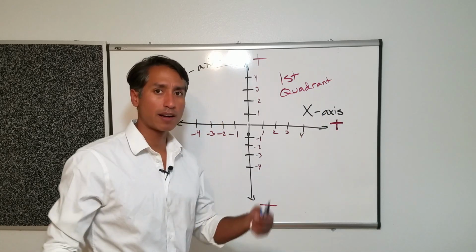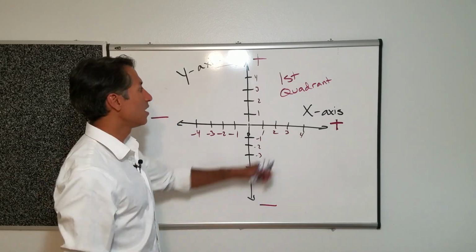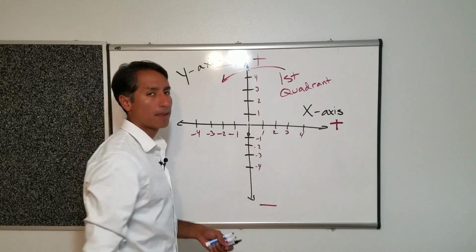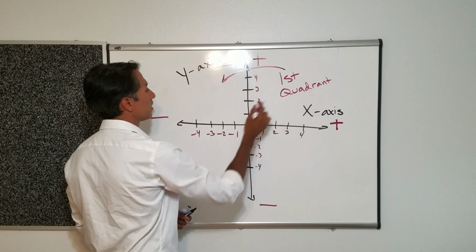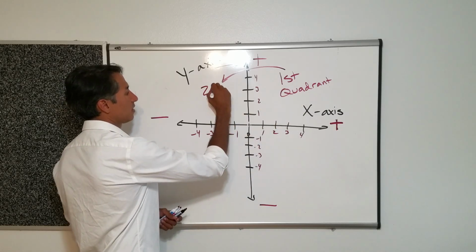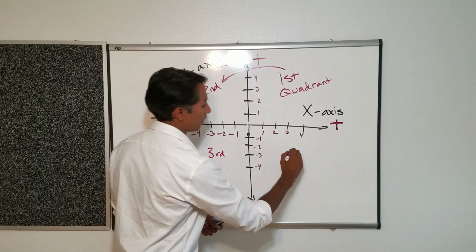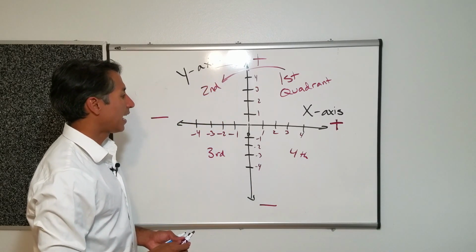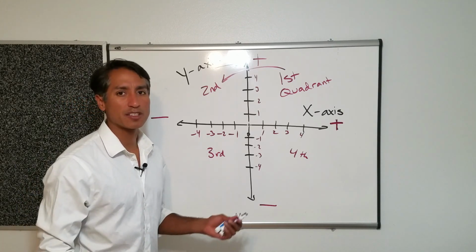Quad 4, right? Quadrunner, all that kind of stuff, if that helps you remember what it is. This is the first quadrant, and then you go counterclockwise when you count the quadrants. So this is the first quadrant, this is the second quadrant, we have the third quadrant, and then we have the fourth quadrant down there.